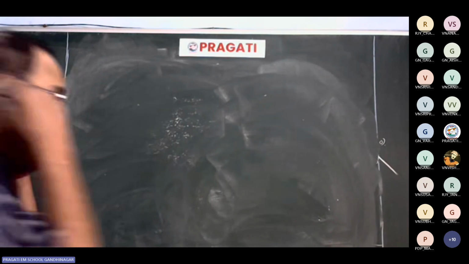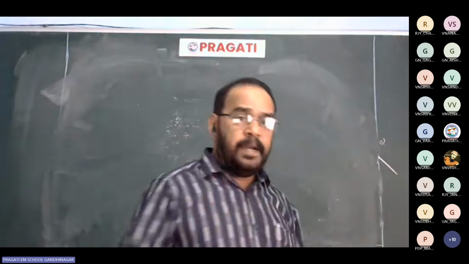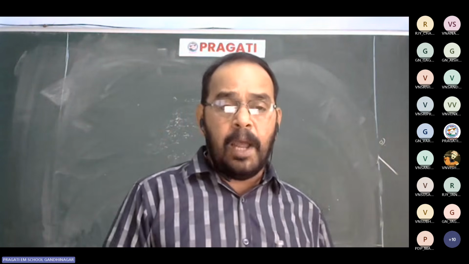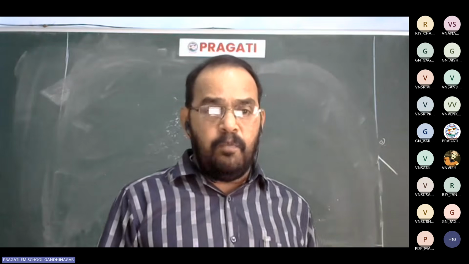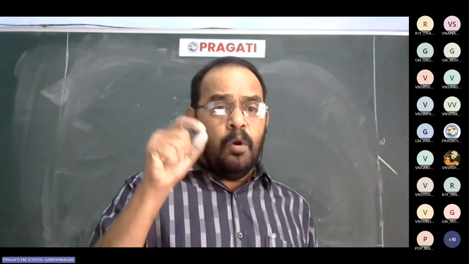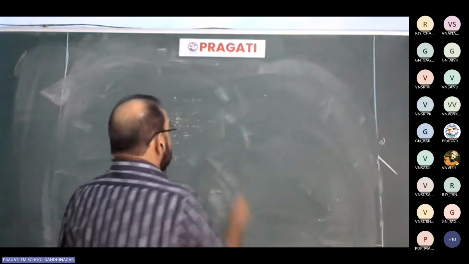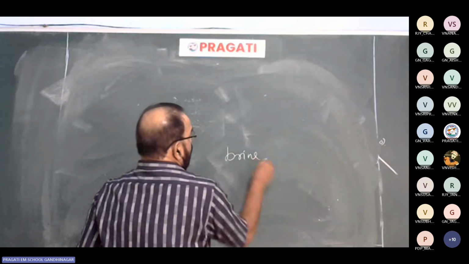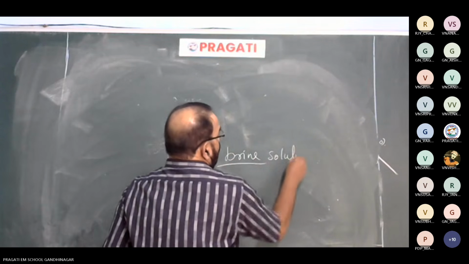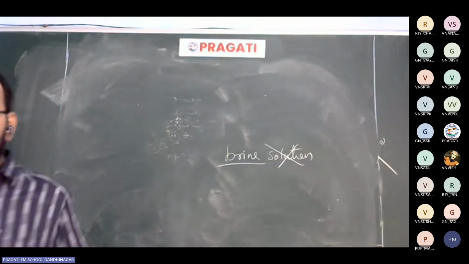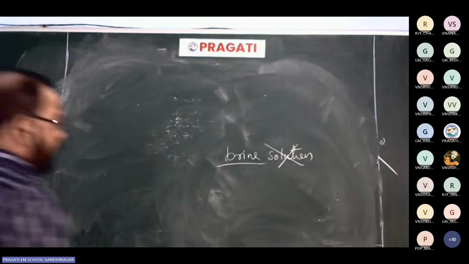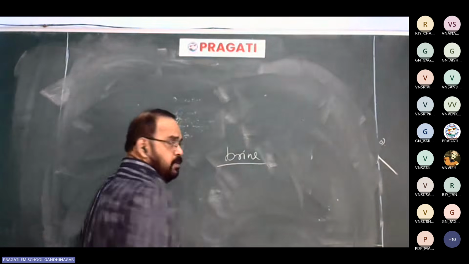Next, there is the chlor-alkali process. That diagram you also have to see. There is one more important question: what are the products obtained? And in a 1 mark question, they can also ask what is brine solution. Brine is a solution of sodium chloride in water, and it is called brine solution.